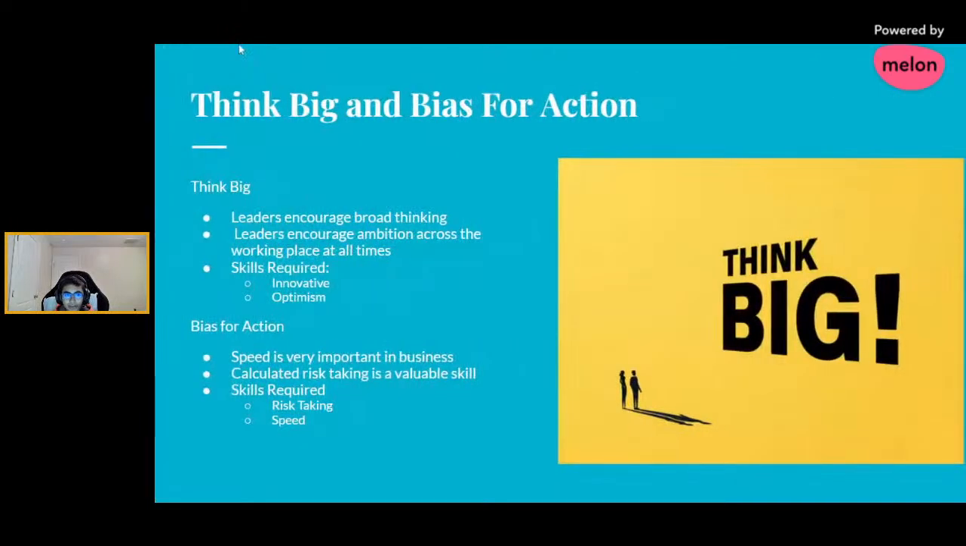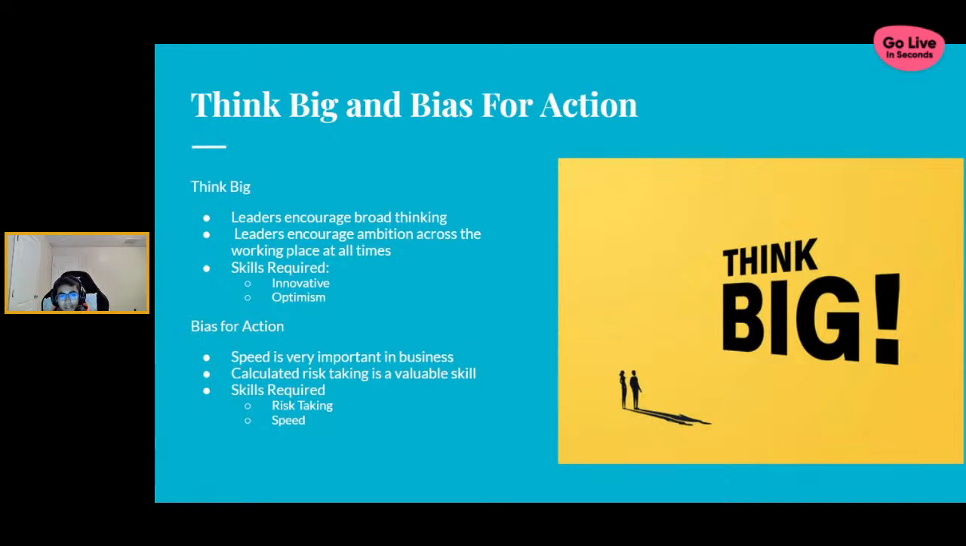Think big and bias for action. Leaders should think big. They should encourage broad thinking among employees. They should also encourage ambition across the workplace at all times. In order to do so, leaders must be innovative and optimistic.